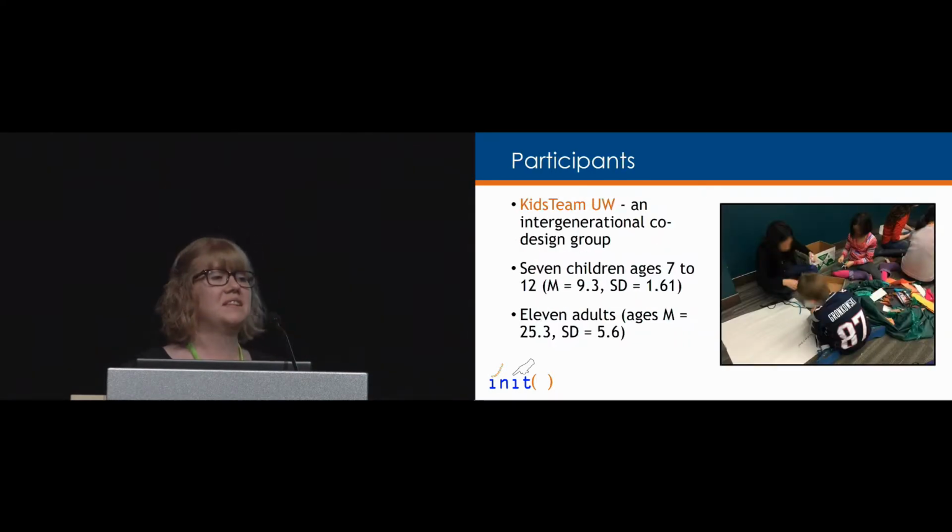So we did this with Kids Team UW, which is an intergenerational co-design group from the University of Washington. It includes 7 children ages 7 to 12 and 11 adults that included undergraduate students, graduate students, and 1 professor.